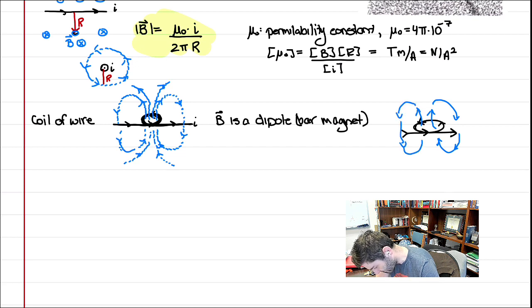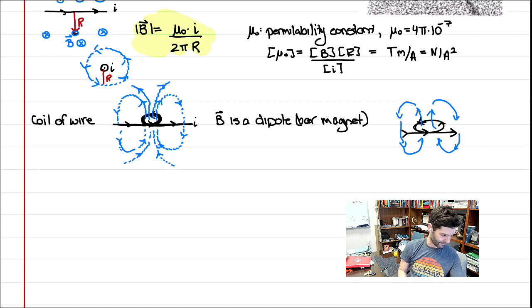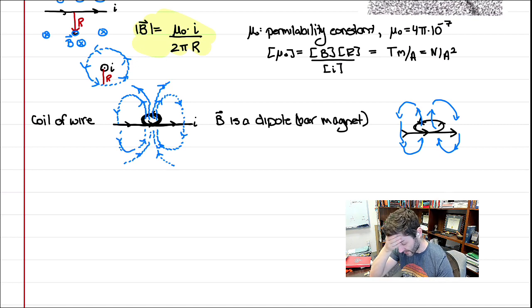And again, try it out for yourself. You might even be able to find a ring, and if you put your thumb in the direction of the current anywhere along that ring, your fingers will curl up through the ring and then loop back around on the other side. And if the current's moving in the other direction, you should get the same sort of thing, but with the magnetic field flipped.